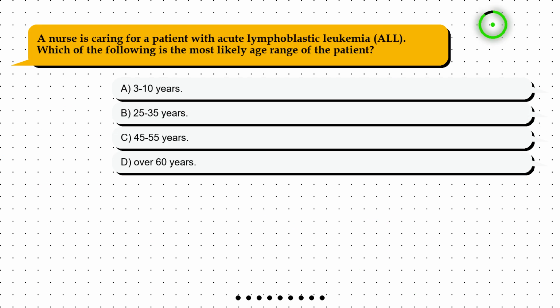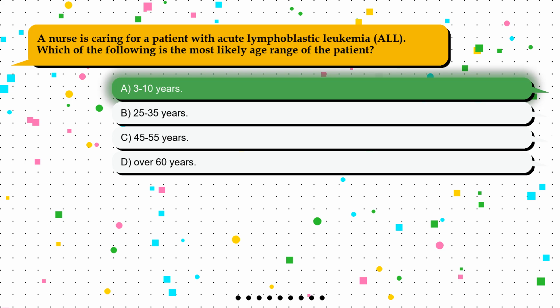Question 7. A nurse is caring for a patient with acute lymphoblastic leukemia, ALL. Which of the following is the most likely age range of the patient? Option A. 3 to 10 years. Option B. 25 to 35 years. Option C. 45 to 55 years. Option D. Over 60 years.